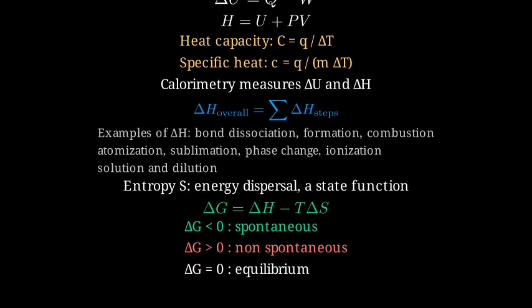If delta G is negative, the process is spontaneous. If delta G is positive, it is non-spontaneous. If delta G is 0, the system is at equilibrium.